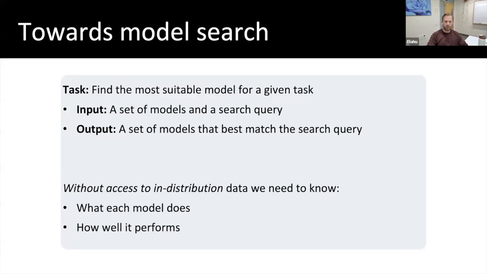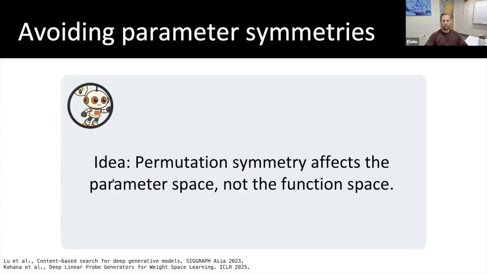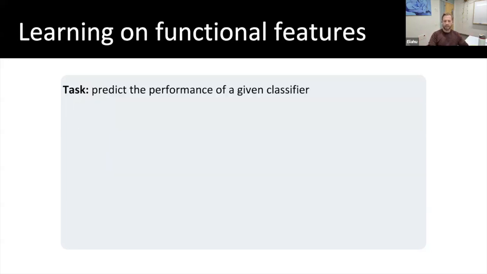And so we'll want to do the same thing. What this first paper basically says is that the trick here is to observe that the permutation symmetries only affect the actual parameter space, the neurons themselves, but not the function space. So if we look at the input and the output of the model, that is fixed. And with that observation, we can basically do what we call probing.